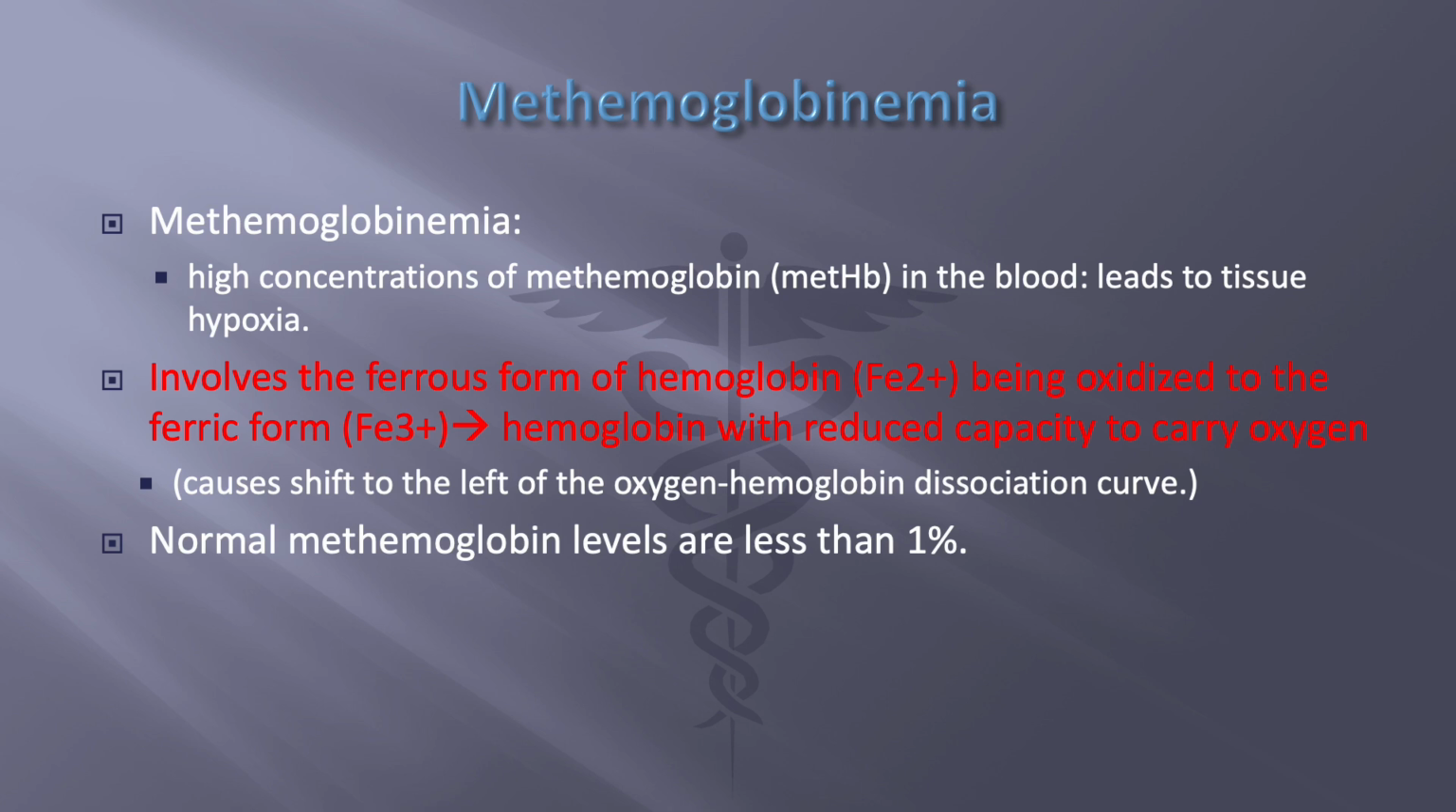All right, methemoglobinemia. Methemoglobinemia is where high concentrations of methemoglobin in the blood lead to tissue hypoxia. When we think about methemoglobin, it involves the ferrous form of hemoglobin, which is Fe2+, being oxidized to the ferric form, which is Fe3+. Hemoglobin is then reduced in its capacity to carry oxygen. So methemoglobin can't carry nearly as much oxygen. This causes a shift to the left of the oxyhemoglobin dissociation curve. And normal methemoglobin levels are going to be less than 1%.